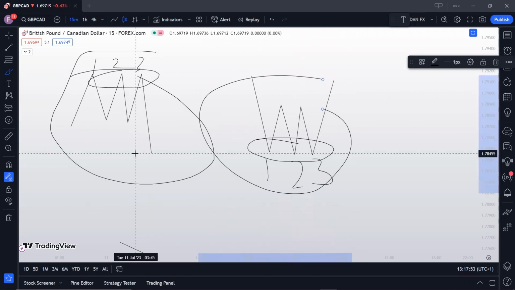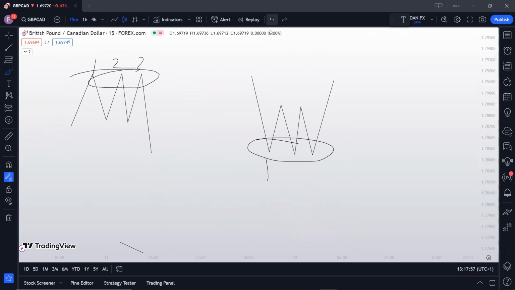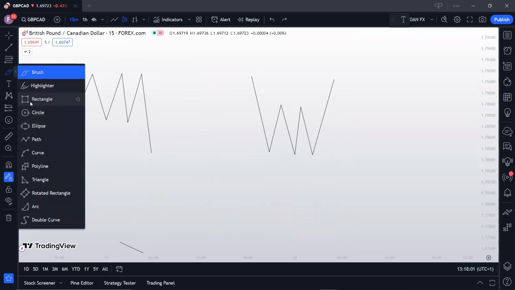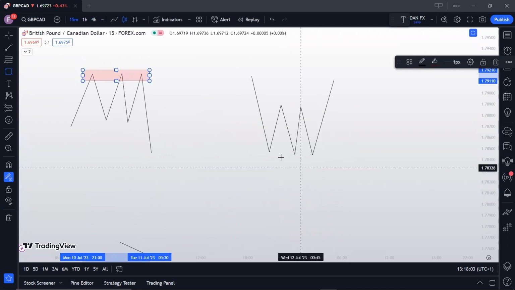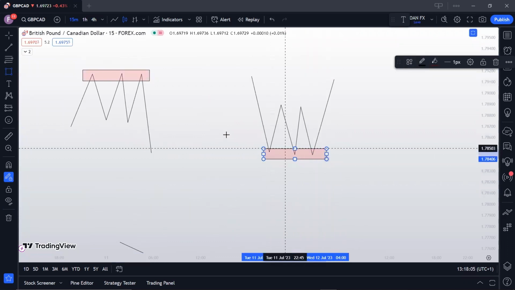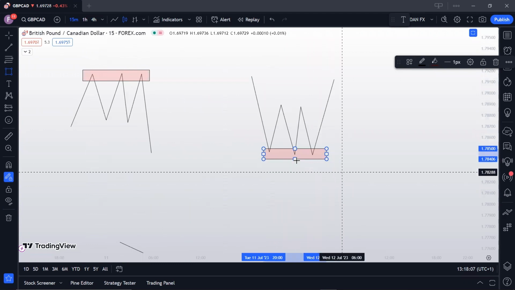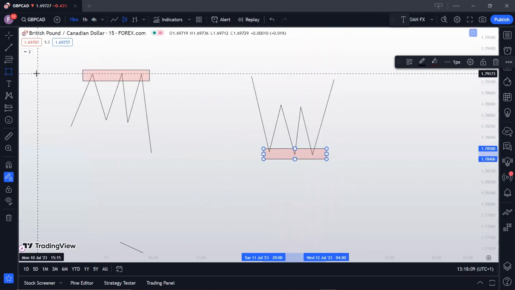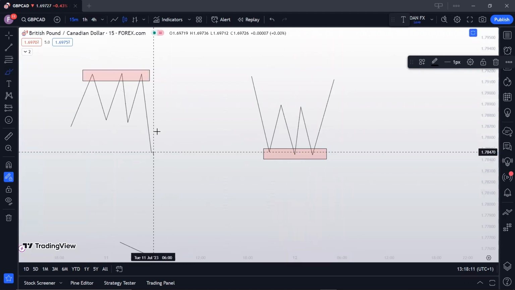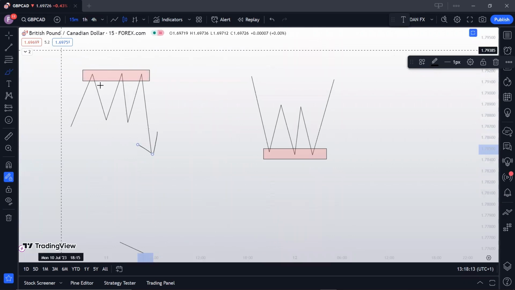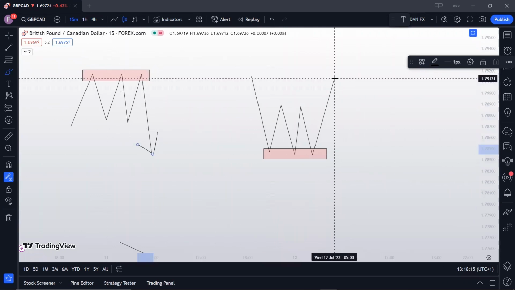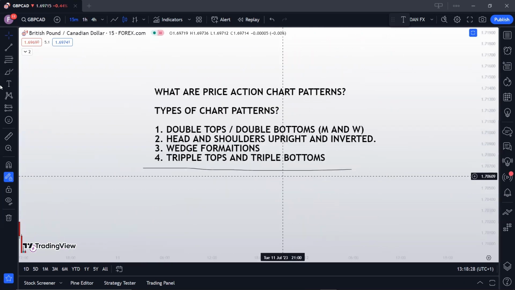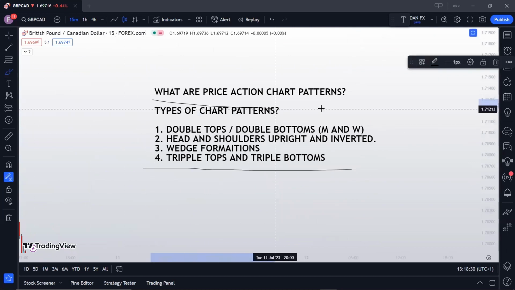It's the same thing as an M and W formation. It's the same concept that price refuses to break above or below that certain point. Price refuses to go above here, and price refuses to go below here. And when you see that this is acting as resistance and this is acting as support, then you expect the market to reverse all the way down if it's a double top or a triple top, and then all the way up. All right, so those are the 4 main types of chart patterns.